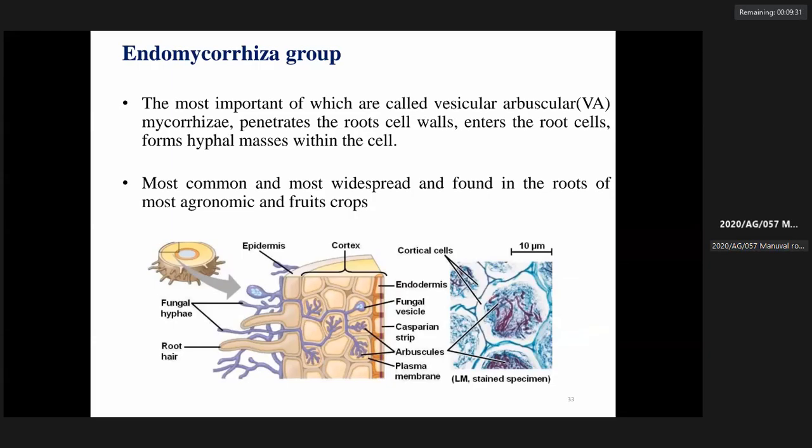Endomycorrhiza grow, the most important of which are called vesicular arbuscular mycorrhiza. They penetrate the root cell walls, enter the root cells, and form hyphal masses within the cell. This is the most common and most widespread type, found in the roots of most agronomic and fruit crops.